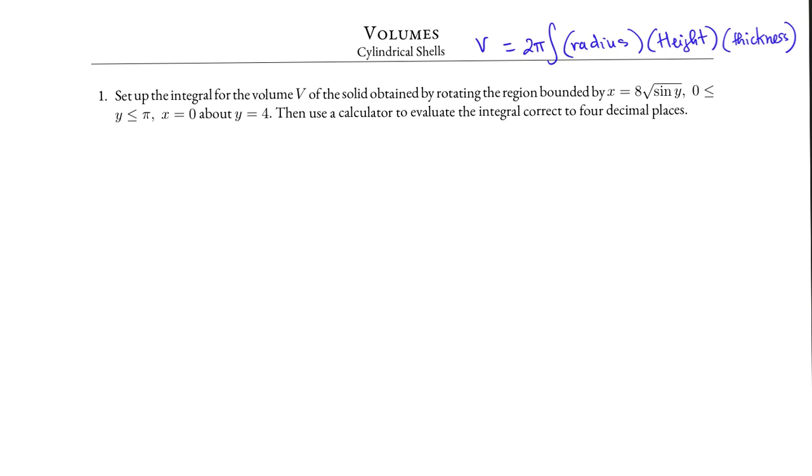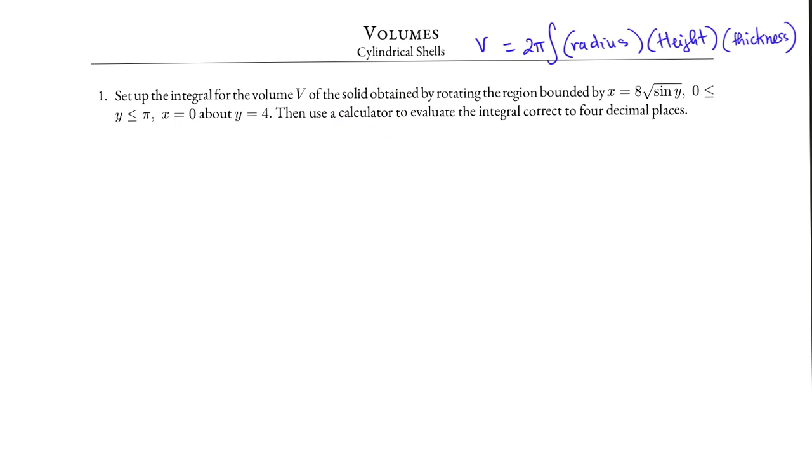For example, set up the integral for the volume of the solid obtained by rotating the region bounded by x equals 8 sine y, where y is between 0 and pi, and the line x equals 0, which is the y-axis, about the line y equals 4. Then use the calculator to evaluate the integral correct to 4 decimal places. Usually, I use decimals.com to evaluate the integral if you have access to decimals.